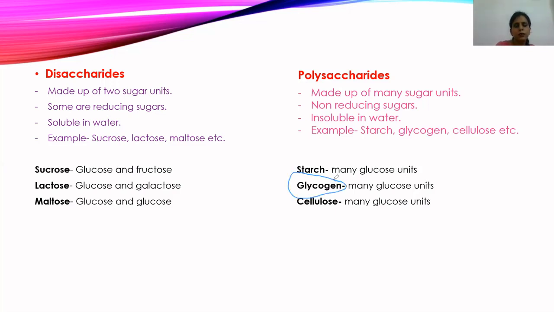For example, sometimes when we do fasting, and sometimes when we skip our meals, still it's not like we die, or our body stops functioning, or the cells stop functioning. No, because liver cells always have stored glycogen in them. So at that particular time this glycogen is broken down into glucose and released into the blood, and hence this glucose is then used for the process of respiration. So we have discussed monosaccharides, disaccharides and polysaccharides.